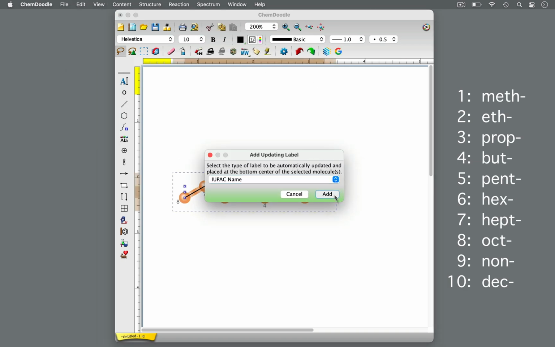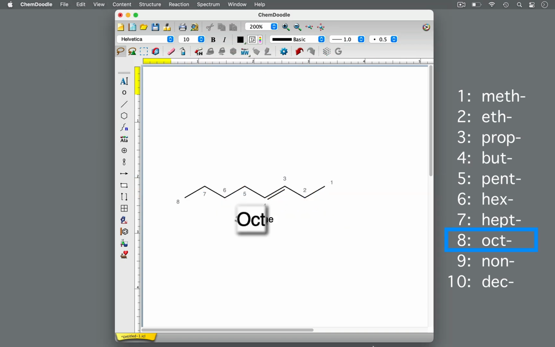So this molecule is 3-octene. Oct reveals that there are 8 carbons in the longest chain. -ene denotes a double bond, starting at carbon 3.